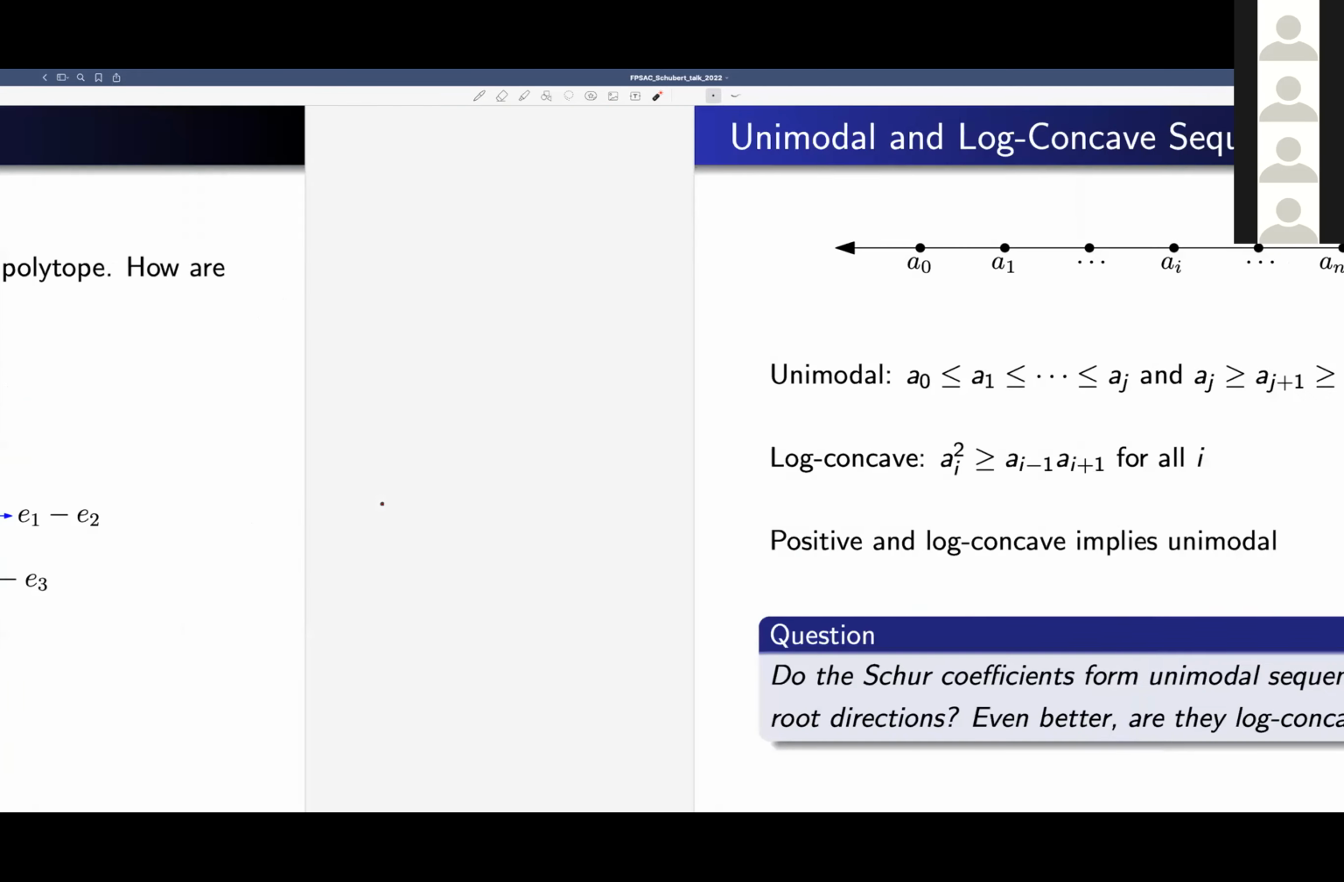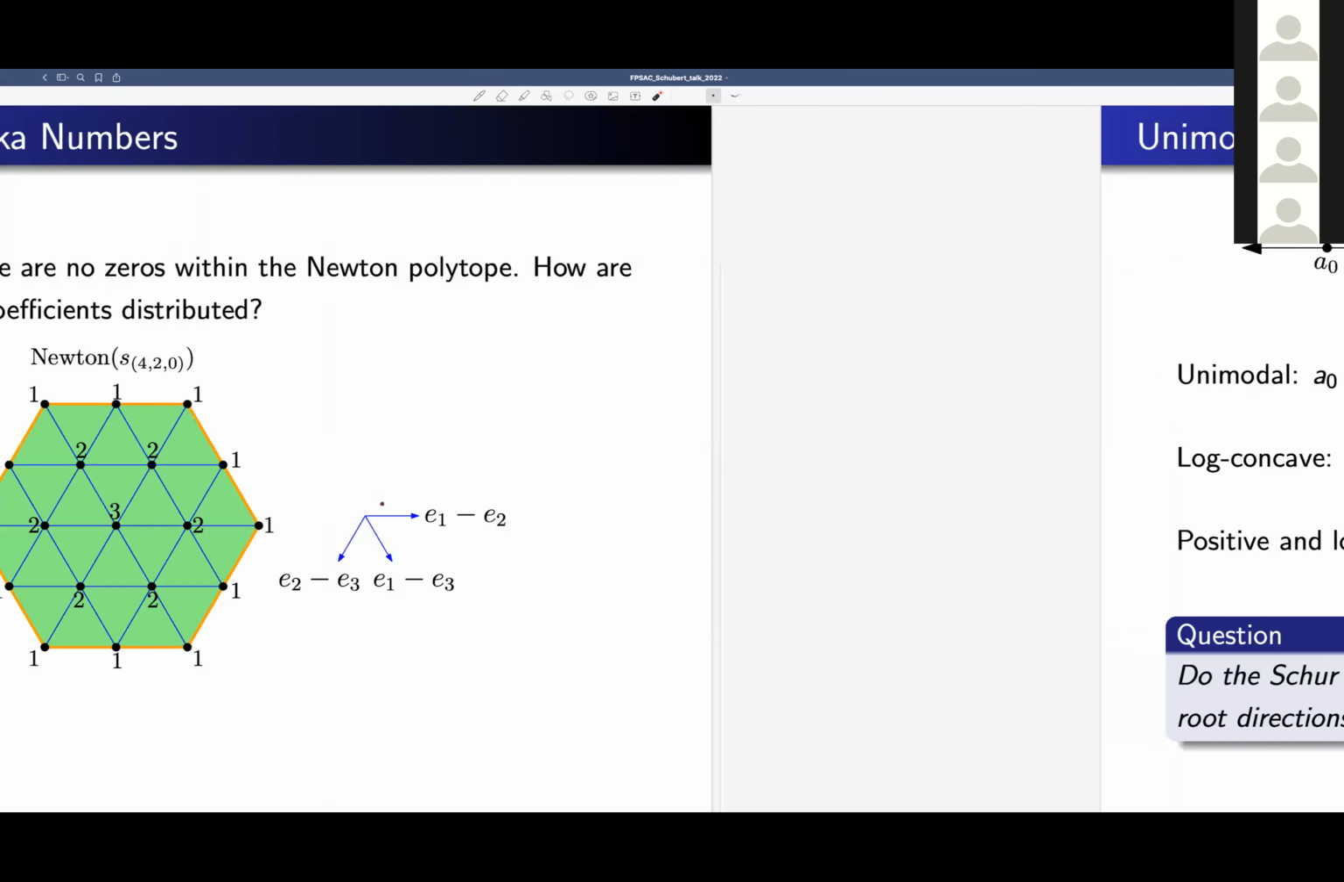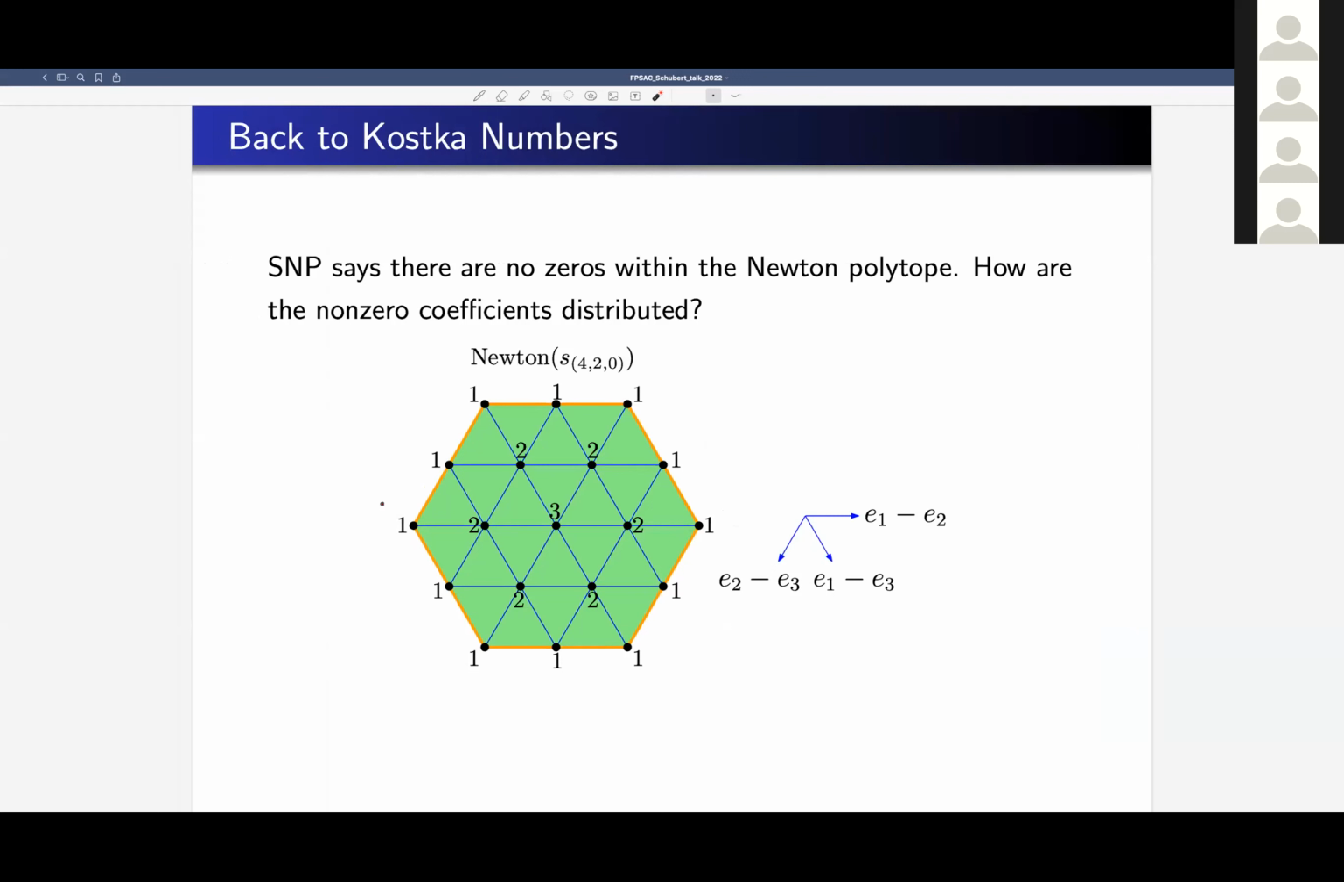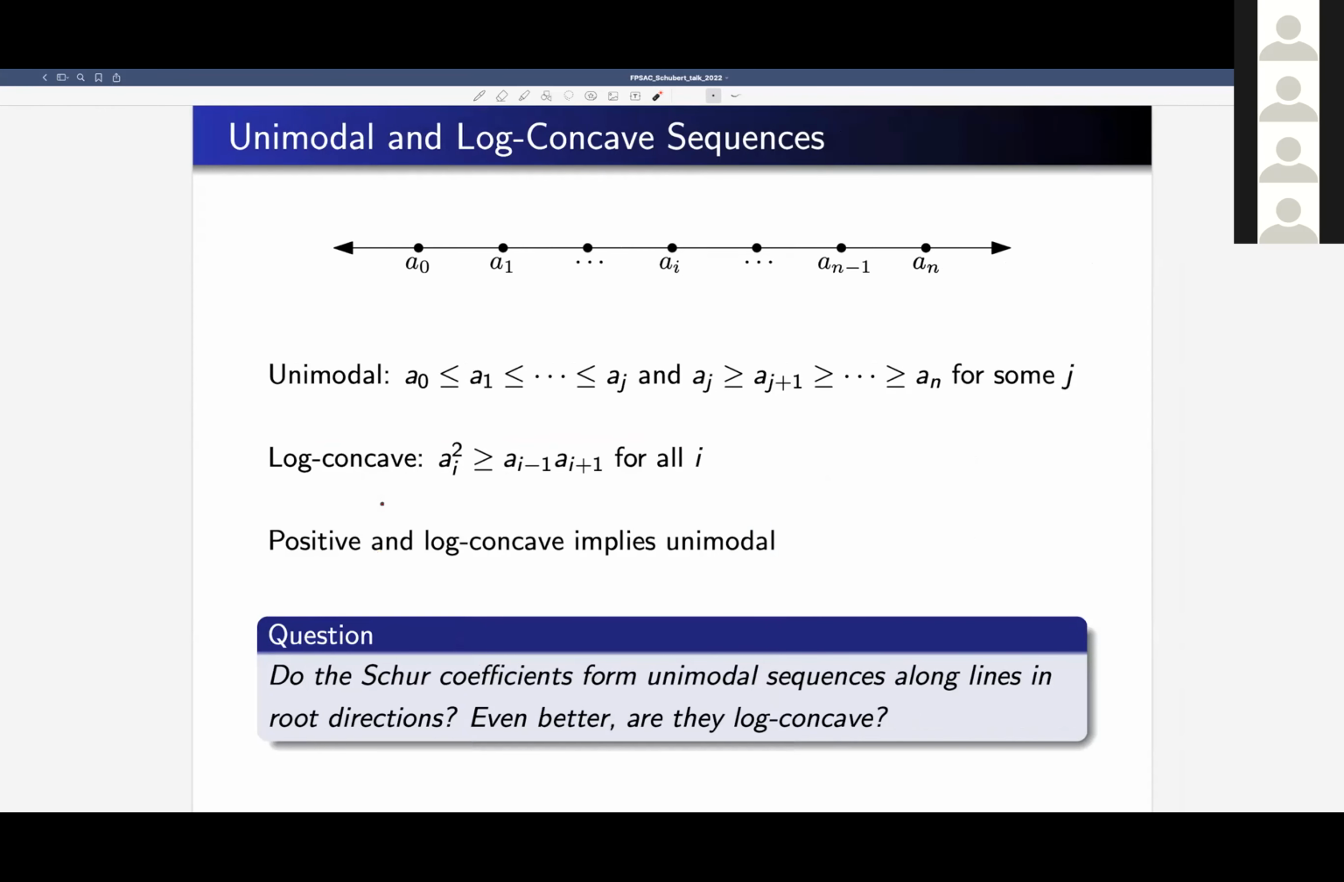And we will ask and answer whether these coefficients in these particular directions are unimodal or log concave. Okay, so just a quick reminder. A unimodal sequence is one that increases weakly and then decreases. And log concavity is this condition. And if you have a log concave sequence with no internal zeros, here we are dealing with non-negative numbers, then it implies unimodality. So our question to start with is, are these Kostka numbers unimodal? Are they log concave?